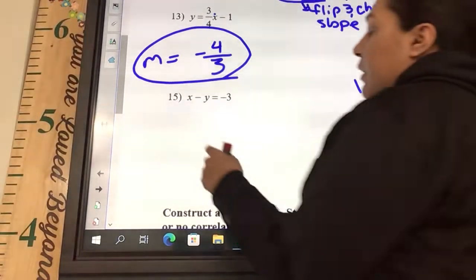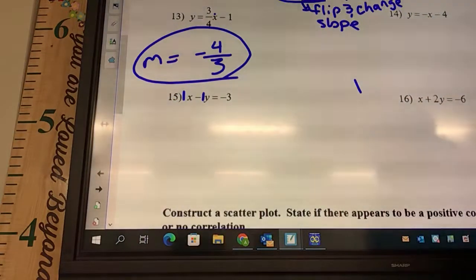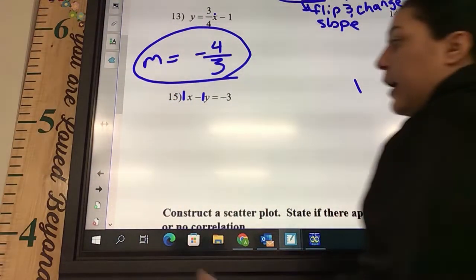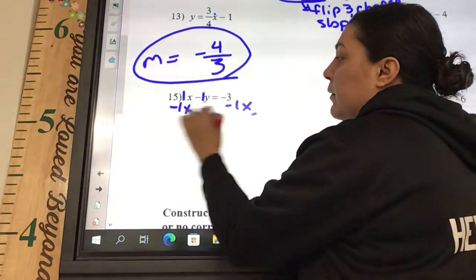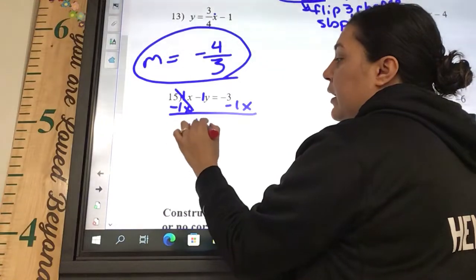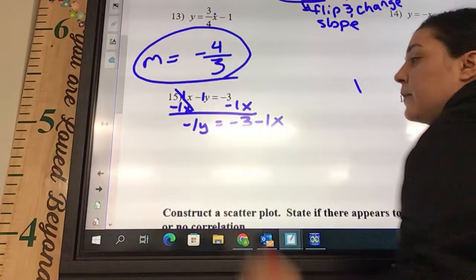And so in this case, there's really two ones. There's really a 1 right here and a 1 right here. So you're going to add or subtract the x's. And so in this case, we need to subtract by 1x. You get negative 1y equals negative 3 minus 1x.